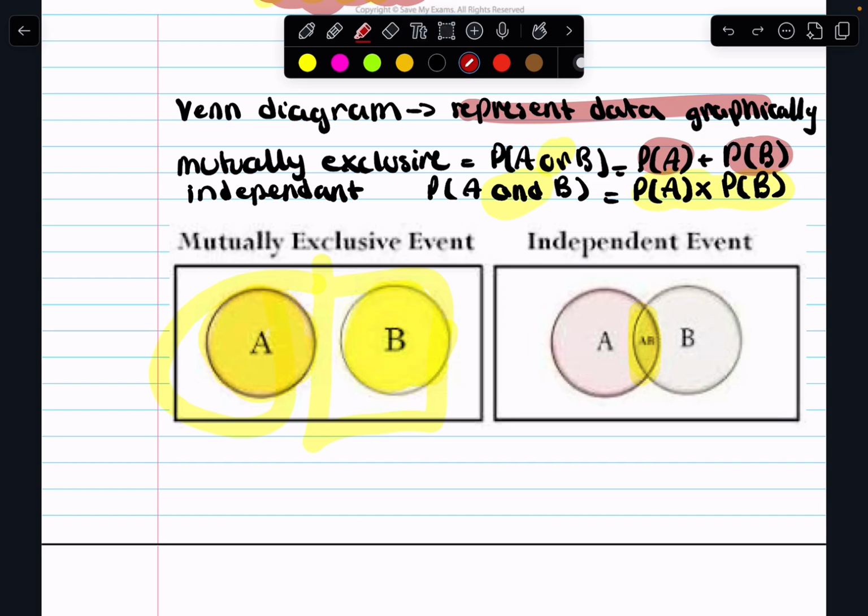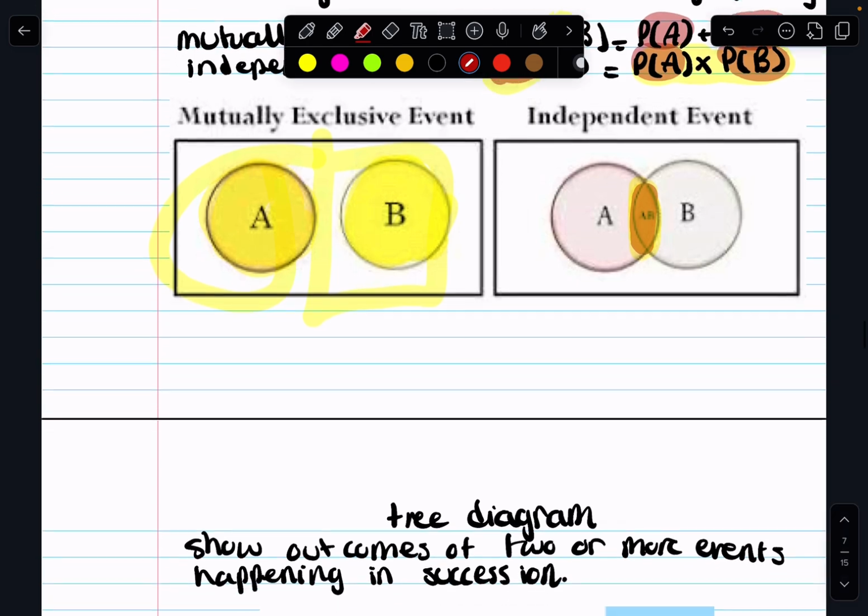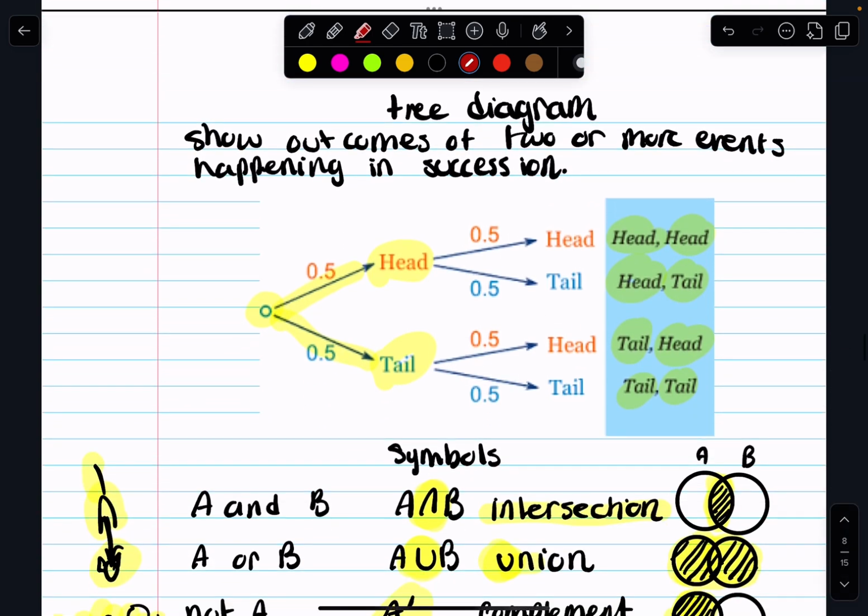Independence is the probability of A and B, so it's the probability of A times the probability of B. They only want this middle section. So that's independent values. If you have a tree diagram, you should think of every single possible case, and then you show the outcomes of two or more events happening in succession. So you're acting like everything will happen.